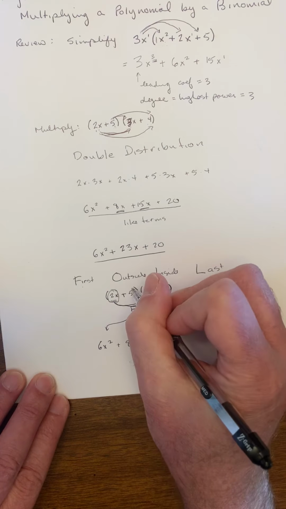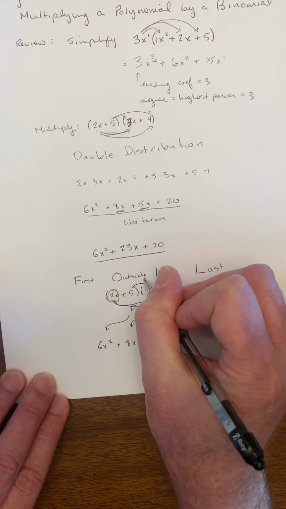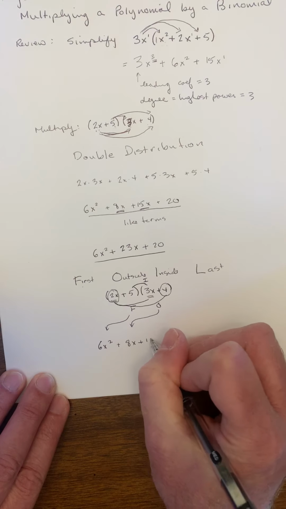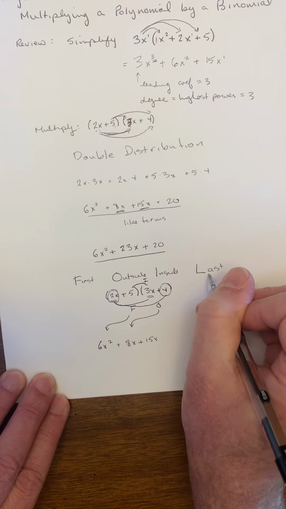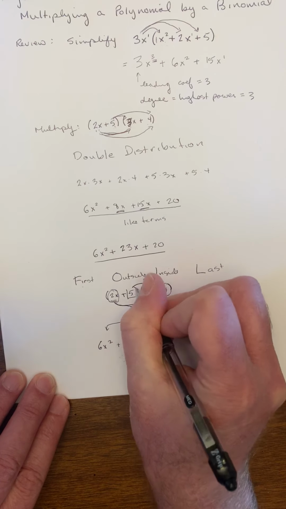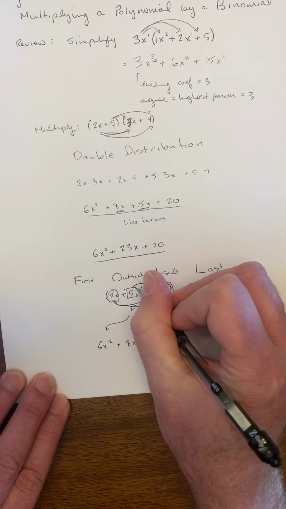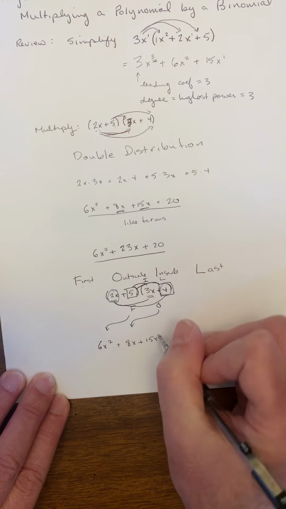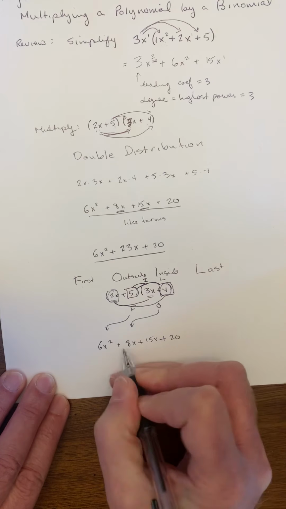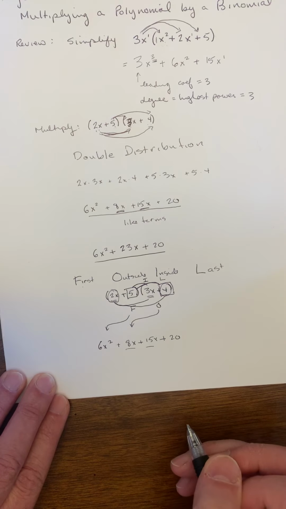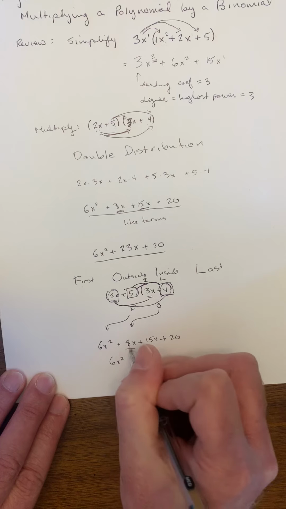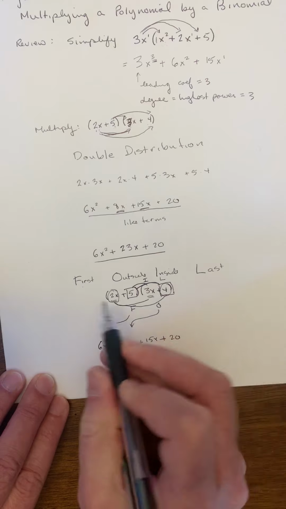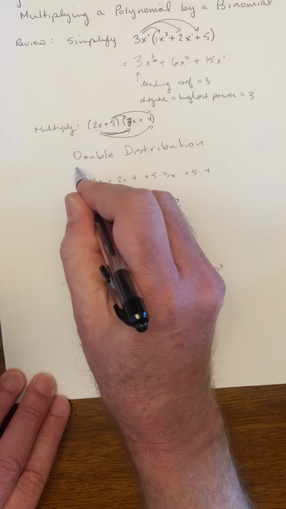I stands for inside. That's going to be these two. 5 times 3x is 15x. And finally, the last means the last term. That's that times that. 5 times 4 is 20. And once again, we notice that these two have the same powers, so we can add 8x plus 15x is 23x plus 20.